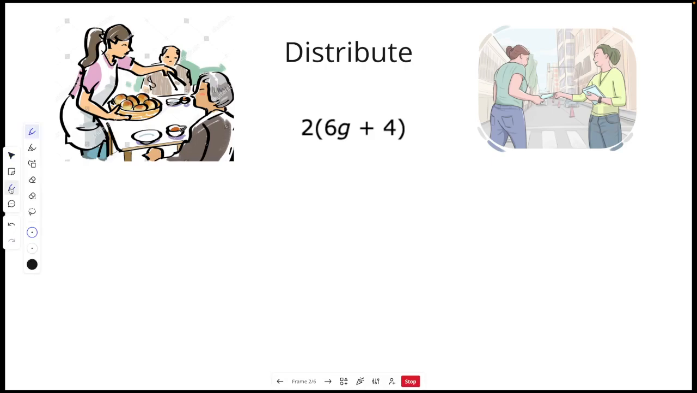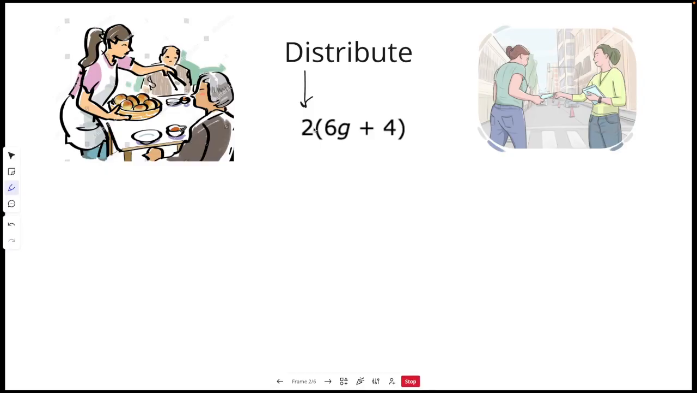So the word distribute, I have some pictures up here on the screen. The word distribute just means to give out, right? So maybe you're at a restaurant or in the city handing out flyers. Distribute means to hand out equally. And in the distributive property, that's what we're going to do. We're going to take this number on the outside, this 2, and distribute it. We're going to give it equally to everything in the parentheses.